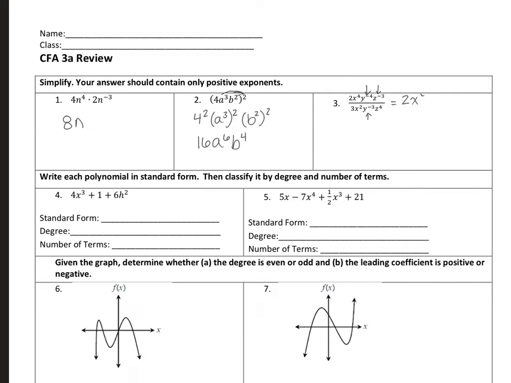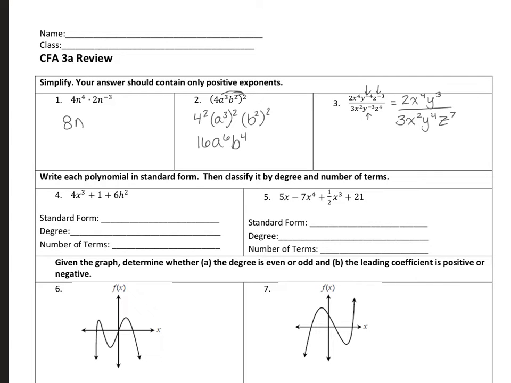So I'm going to have 2x to the 4th. That y to the negative 3rd is going to come up top to y to the 3rd, over 3x squared. Y to the negative 4th is going to drop down and become y to the 4th. And then z to the negative 3rd is going to drop down and combine with that z to the 4th. So if you have 3 and then 4, you have 7 total.